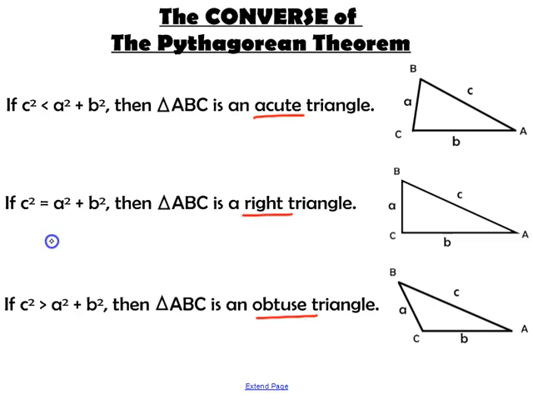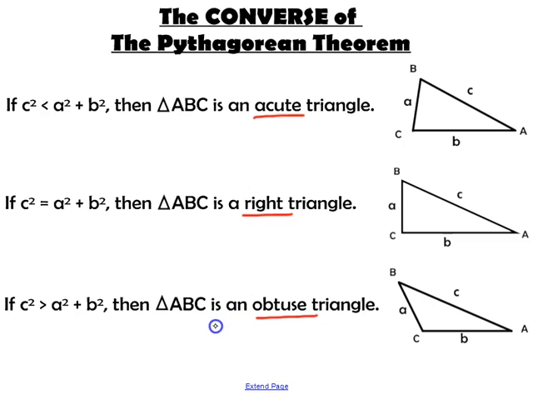We've been talking about the Pythagorean theorem and right triangles. So if you take the side lengths C, B, and A, and if C squared equals A squared plus B squared, then that's going to be a right triangle. If C squared is smaller than A squared plus B squared, then you have an acute triangle. And if C squared is larger than A squared plus B squared, then you have an obtuse triangle.